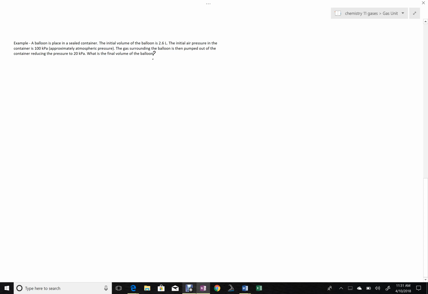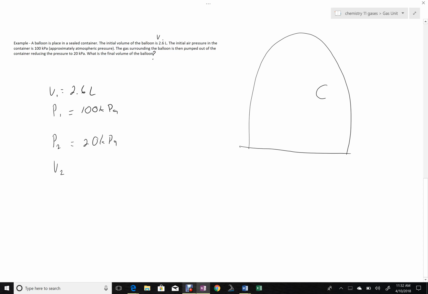So again, we have our initial volume. So that's the size of our balloon before we start pumping air out of this bell jar container. Our initial pressure, 100 kilopascals. We're going to pump air out until the pressure goes down to 20 kilopascals. And we're going to see what happens to the balloon. So let's just be clear. Let's imagine this is our container, and we have our little balloon in it.